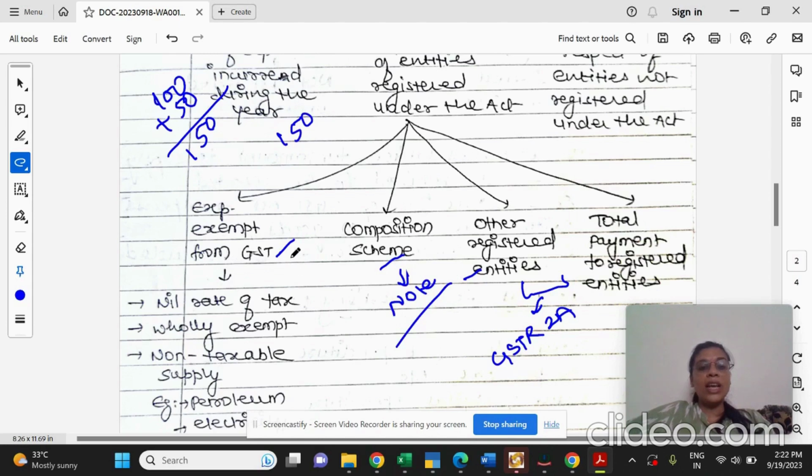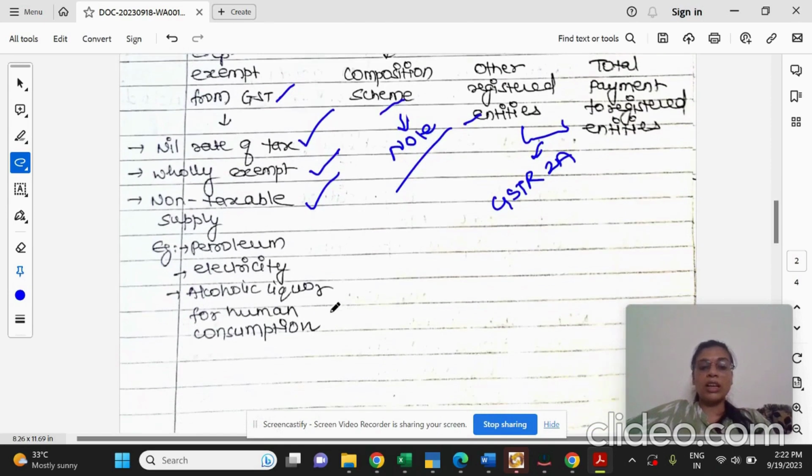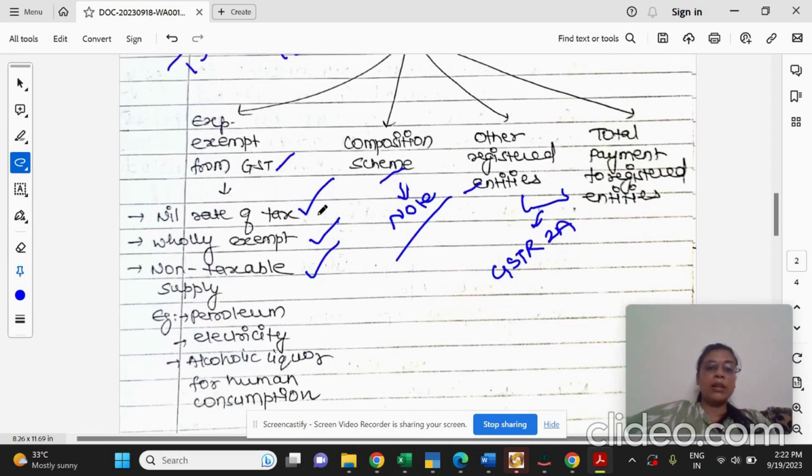Okay, now exempt from GST. This includes your nil rated, your wholly exempt, and also your non-taxable. Non-taxable means your petroleum and your alcoholic liquor for human consumption, etc., which are not taxable under GST. This is also included in this figure. The details in which you'll give exempt will be included in your exempt from GST figure.